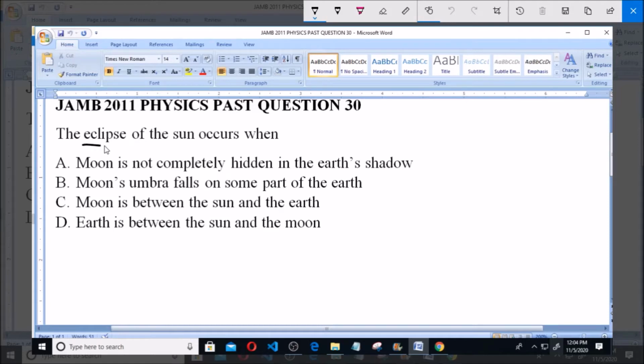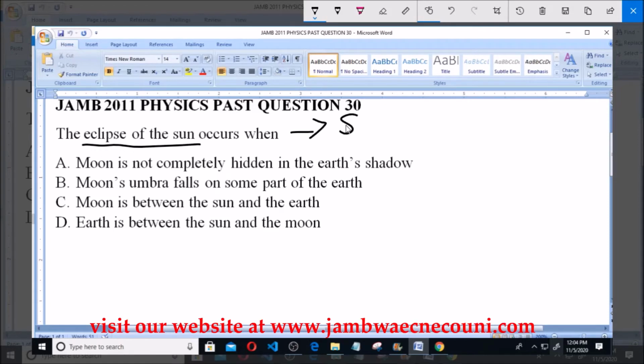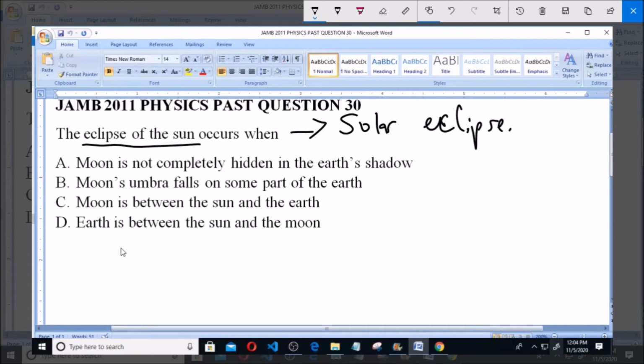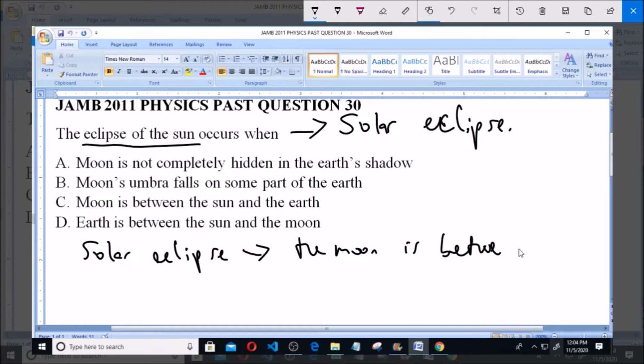Now, the eclipse of the sun is also referred to as the solar eclipse. And basically, we are asked to explain the actual phenomenon behind the solar eclipse. Now, in the solar eclipse, what happens is that the moon is between the sun and the earth.